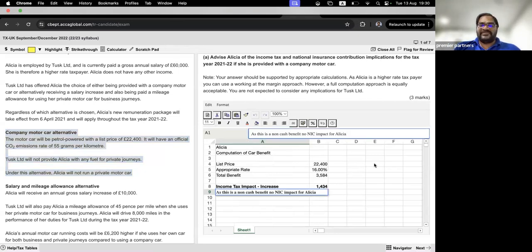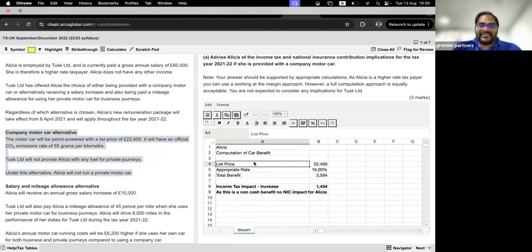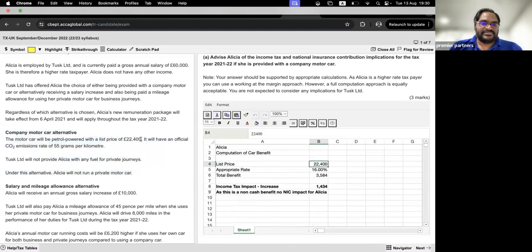So it's a very straightforward one, guys. We have the list price. I took that 22,400. And they have made it very simple. They are saying it's a petrol car, and the CO2 emission is also given, 55 grams per kilometer. Very straightforward. So if it is 55 grams per kilometer, the rate would be 16. Agreed?